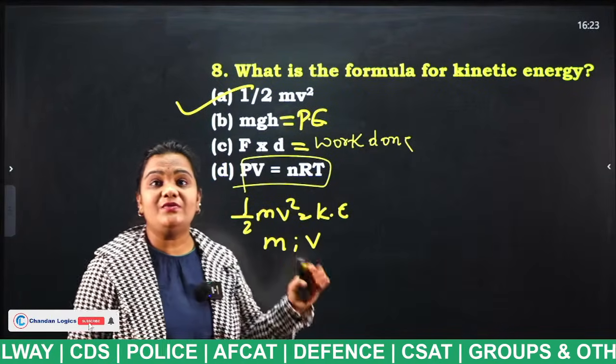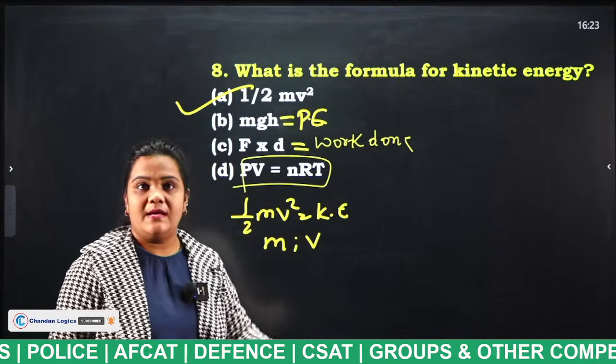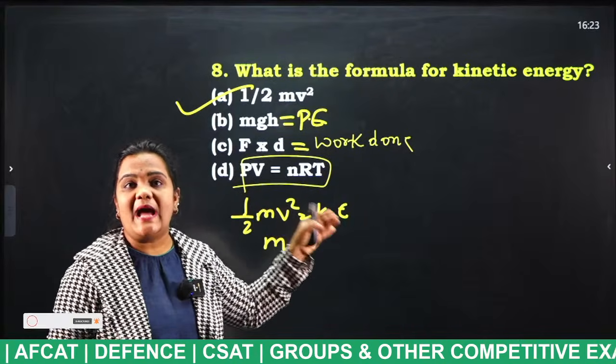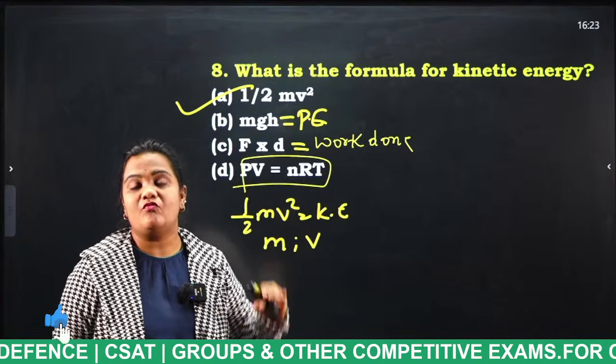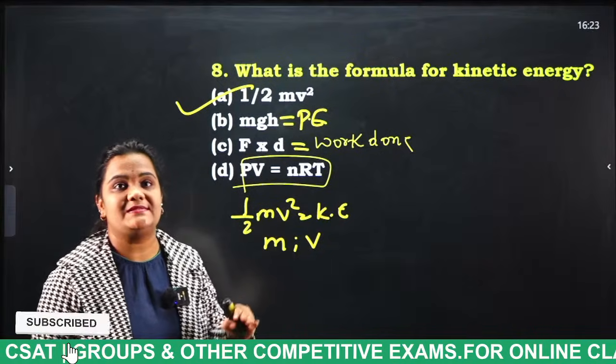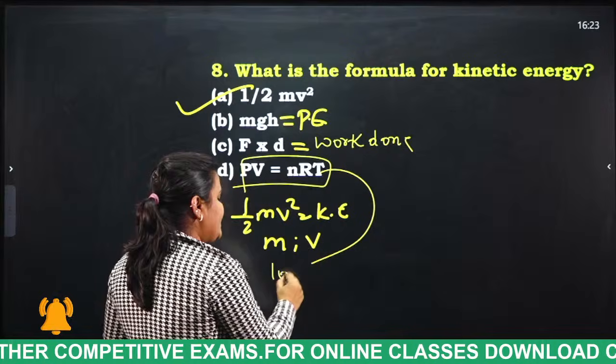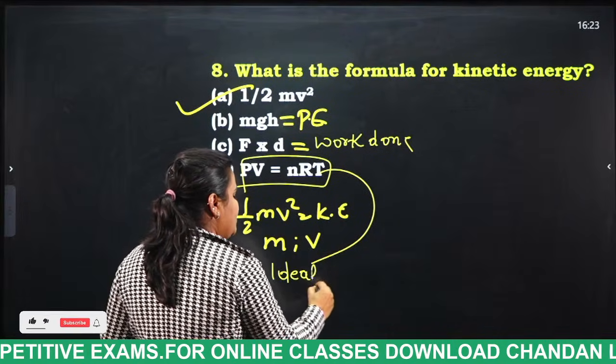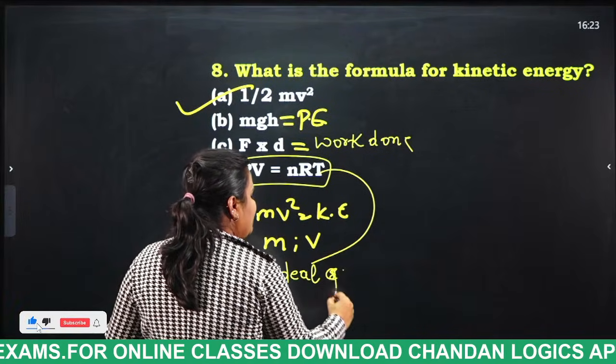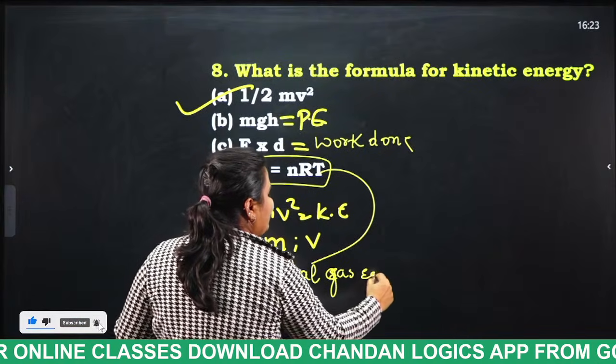This is the equation for what? PV is equal to nRT. What is this equation known as? Ideal gas equation. This equation is known as what, friends? Ideal gas equation. So what is it actually?